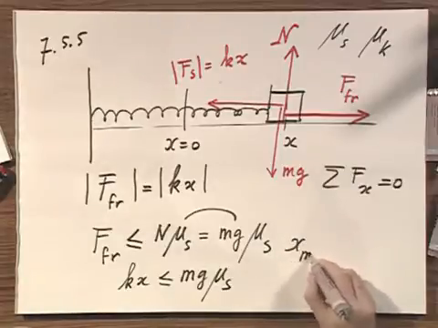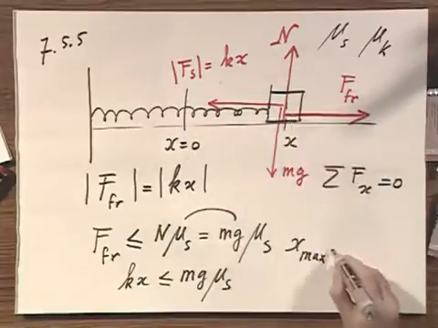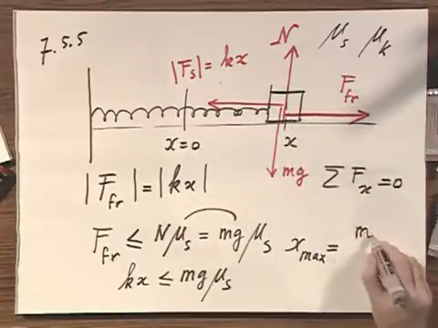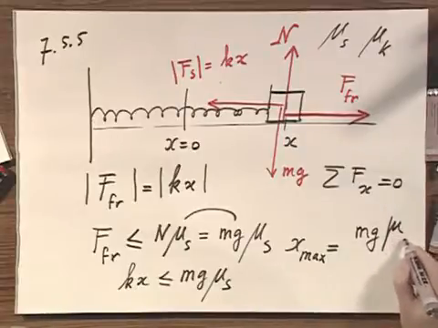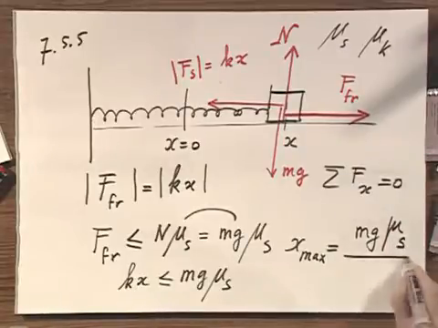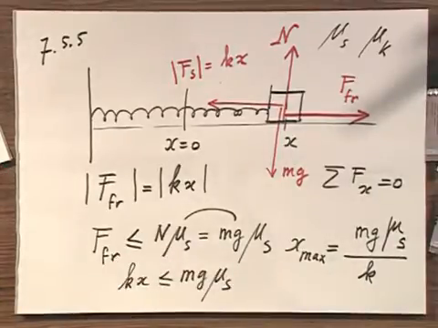That the maximum possible distance x, so that I can move this out so that it doesn't start to slide, equals mg times mu s, divided by k. And so that's then my final result.